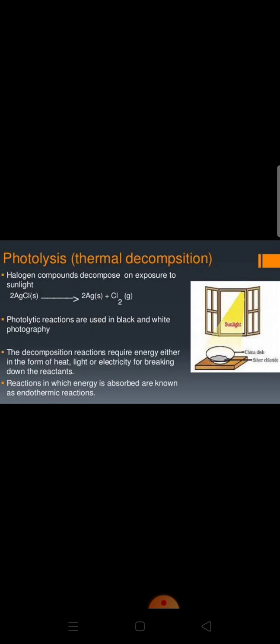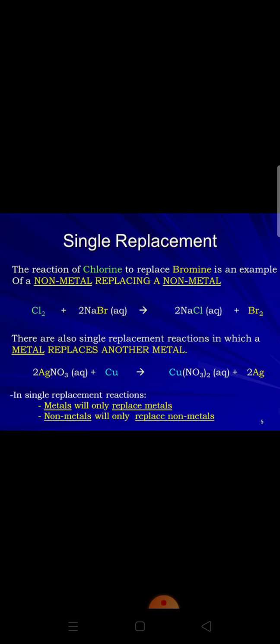So this is all about the types of decomposition reaction. Now we are starting the next type of reaction, that is the single replacement reaction. Students, single replacement or displacement reactions are like this.